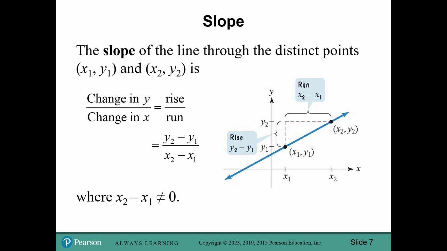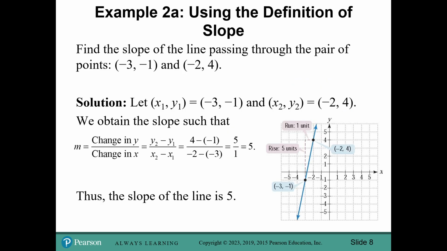Let's look at an example. Obviously here we don't want our x's to be equal. We don't want x2 minus x1 to be 0. So we need to avoid the situation where they're the same thing. So we want to find the slope of the line passing through the pair of points -3, -1 and -2, 4. So we're going to let x1, y1 be -3, -1, and x2, y2 equal -2, 4.